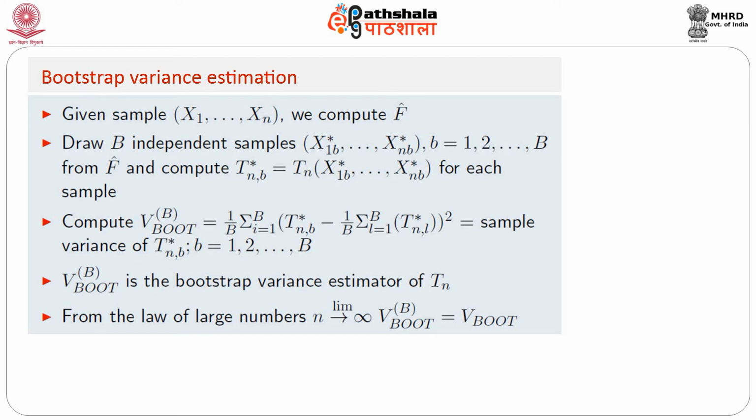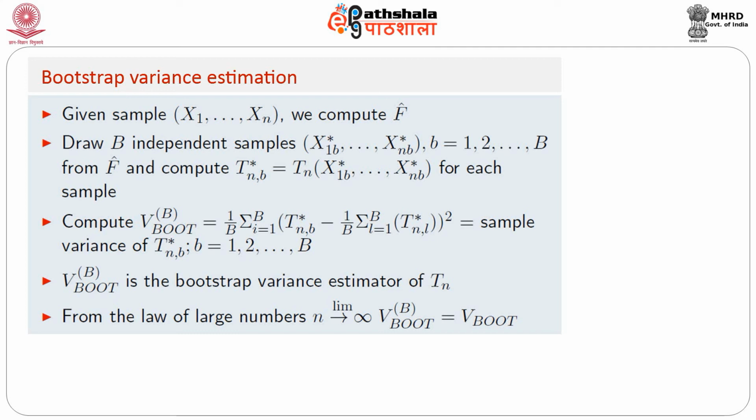So, what do we do? Suppose we have the given sample x1 to xn. We use this to compute F hat, and draw B independent samples, say x1b star, x2b star, ..., xnb star, where b runs from 1 to B, from F hat, and then compute Tnb star, which is Tn of x1b star, x2b star, ..., xnb star, for each. Then we can find the variance of the bootstrap samples. V boot B is 1 by B times the summation, b runs from 1 to B, because we have taken capital B samples, and then the normal variance formula. It is as if Tnb star is an observation, and we are getting B such observations, and we find the variance of those B observations.